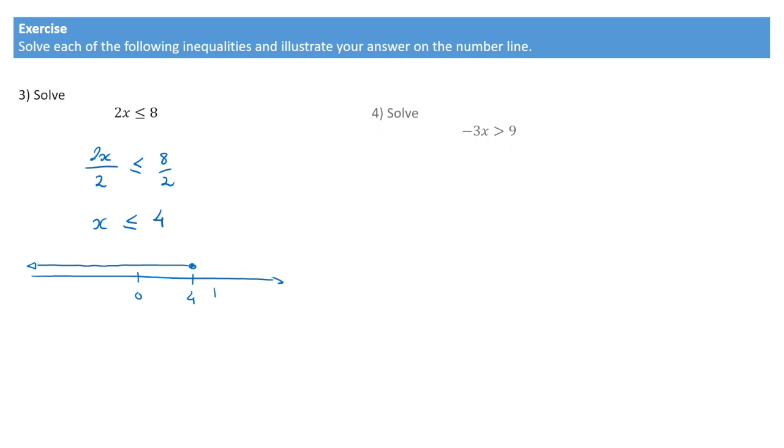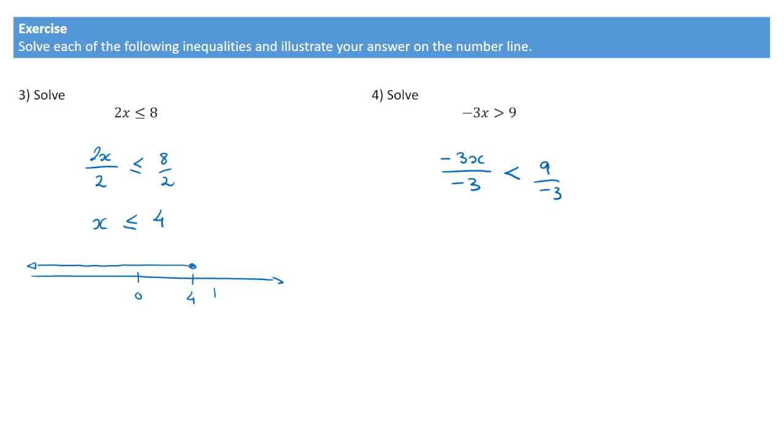Now, negative 3x greater than 9. Okay, well here we have x, which is being multiplied by negative 3, so we need to divide both sides by negative 3. But now careful, we're going to divide by a negative number. That means that we must reverse the inequality symbol. And that would look as follows. That would be negative 3x over negative 3. We reverse the inequality symbol, so it becomes less than 9 over negative 3.